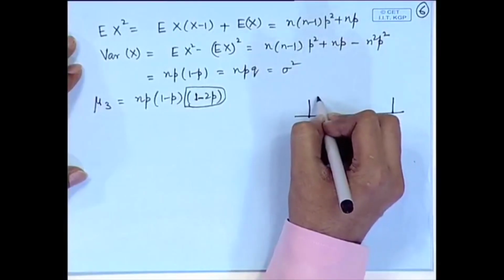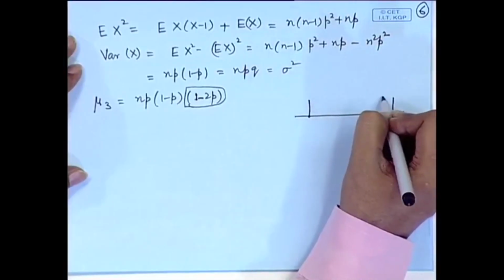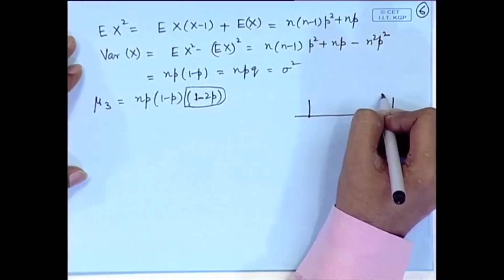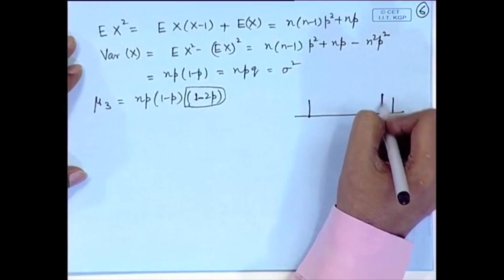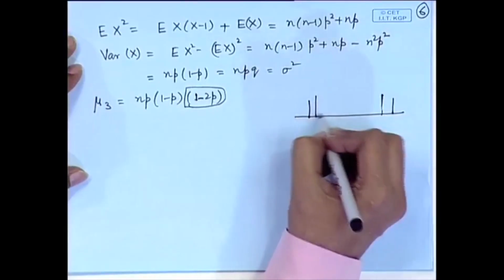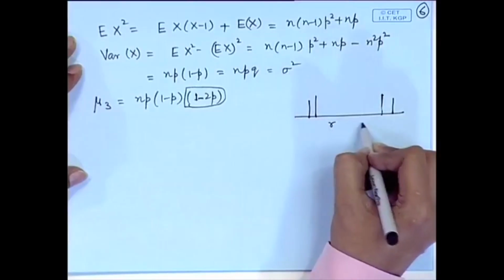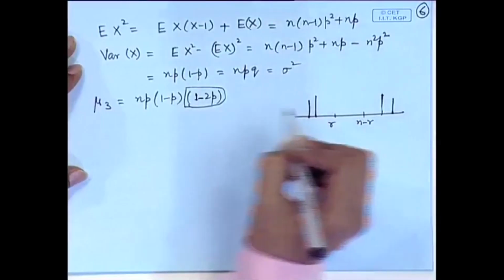The second one is n c 1 p into q to the power n minus 1. The last but one is n c n minus 1, which is again same as n c 1 p to the power n minus 1 into q. So, if p and q are same, then the rth term will be same as the (n minus r)th term, and therefore, it will be a symmetric distribution.